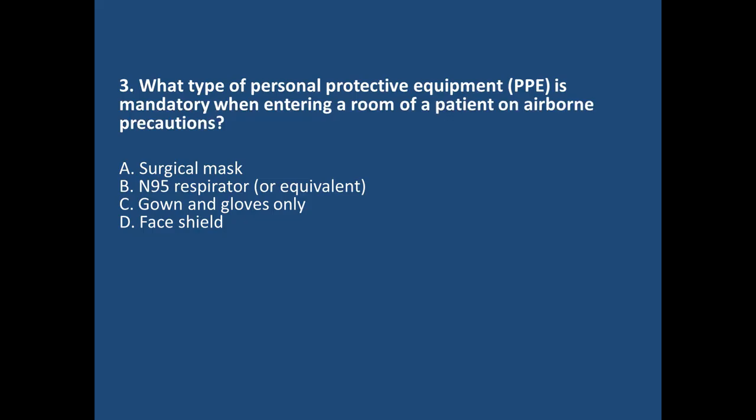Question number 3. What type of personal protective equipment is mandatory when entering a room of a patient on airborne precautions? A. Surgical mask. B. N95 respirator or equivalent. C. Gown and gloves only. And D. Face shield.